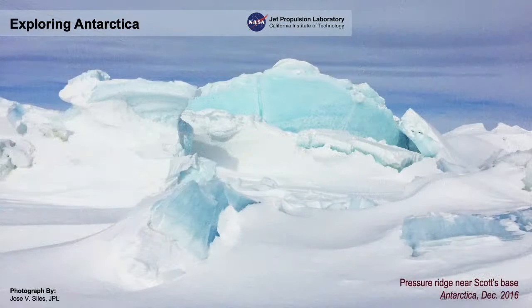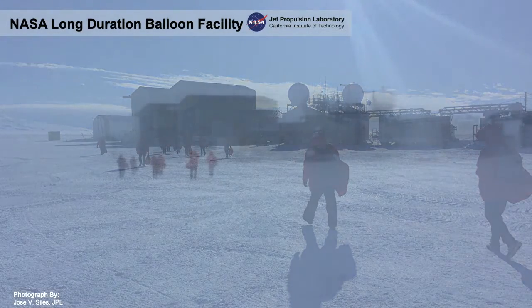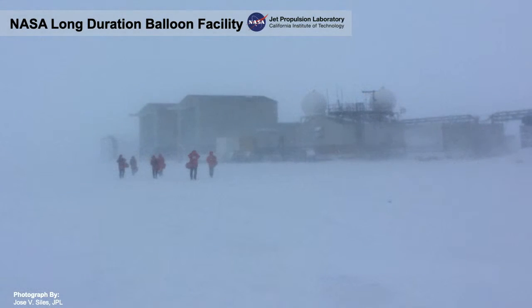We were not building the telescope in McMurdo. We were in a NASA facility called the Long Duration Balloon Facility. That's where we have to rebuild the telescope in 3 weeks. And you can see here a nice day. And when you have a storm, basically everything gets wiped out in minutes. So you go from having an amazing view to not seeing anything.